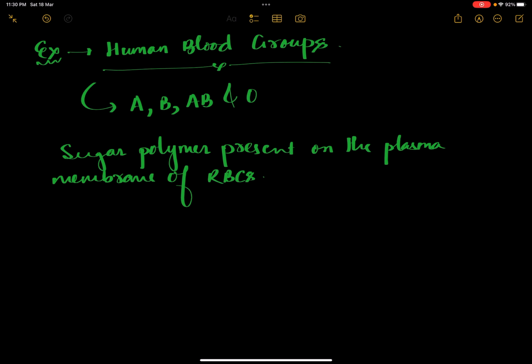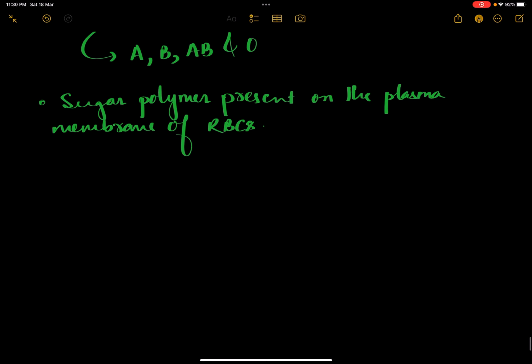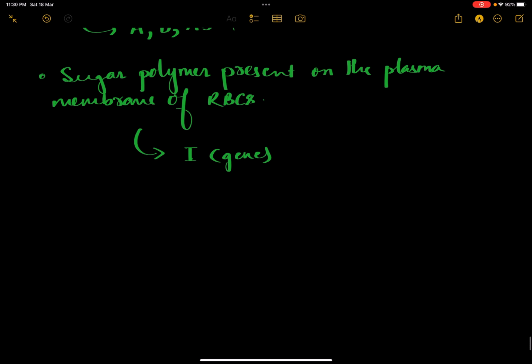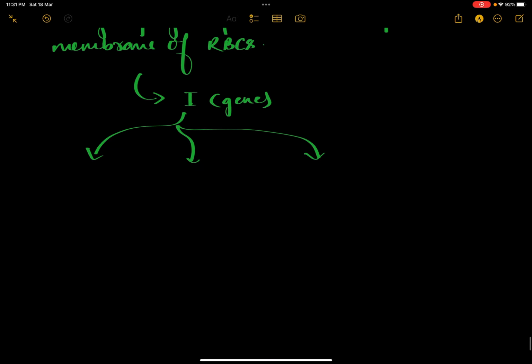There are different kinds of sugar which we will discuss. These sugars have genes which are known as I. These are called gene I. Now this gene I has 3 different alleles. This is IA, this is IB and this is IO.